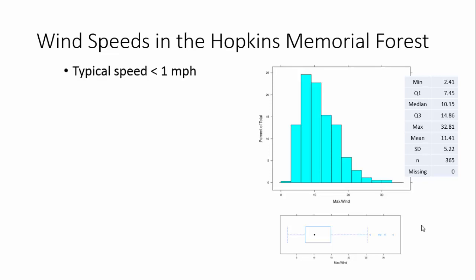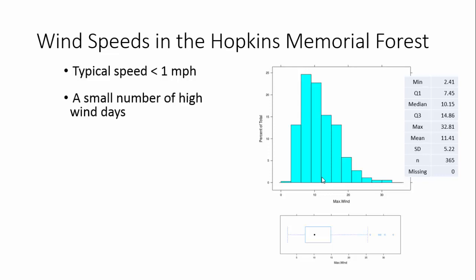Just to go, typically, no. Oh, by the way, I have to change these numbers. The typical speed was not less than 1 mile per hour. It was less than 10. It looks like around 10 or 15, right? That was typical, you never got faster winds than that.